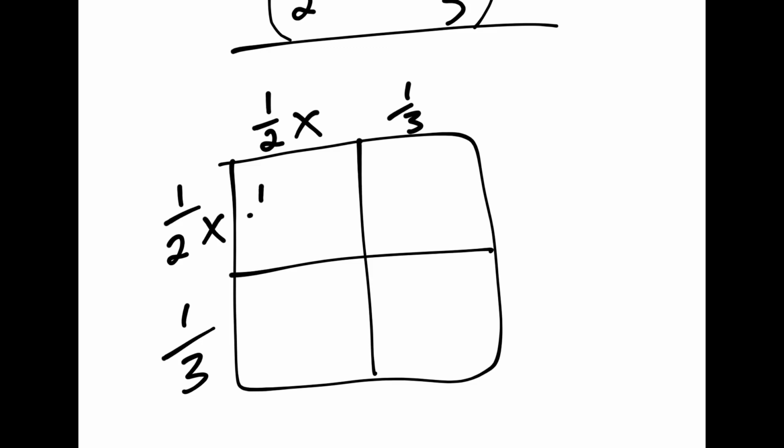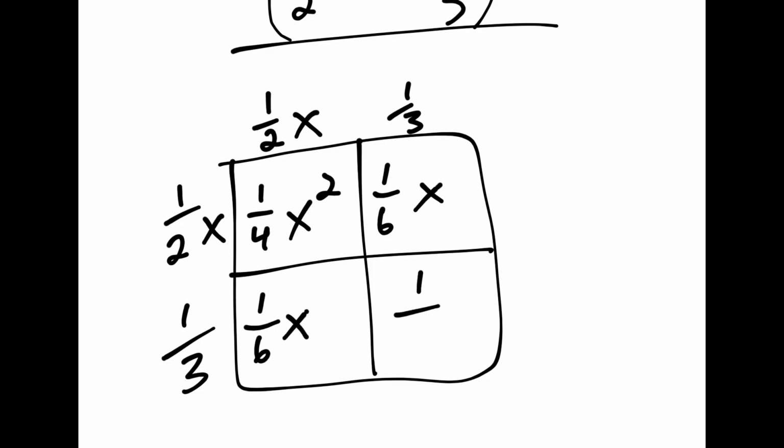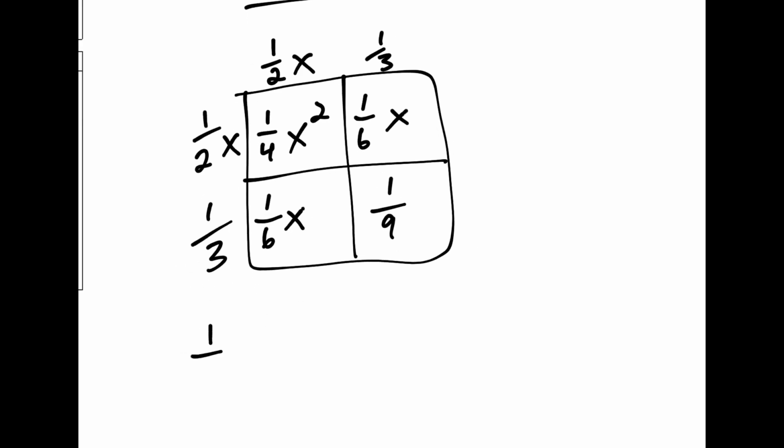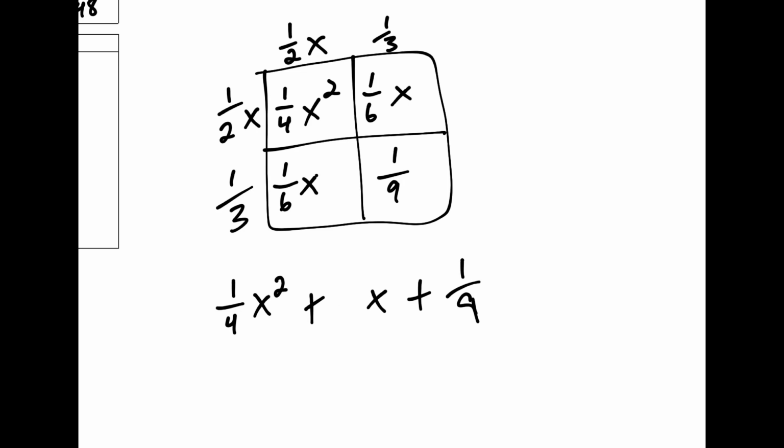So 1 times 1, 2 times 2, and then you keep the x's separate, x squared. 1 times 1 and 2 times 3, and you keep the x separate. 1 times 1 and 3 times 2, and for the last one, 1 times 1 and 3 times 3 for the bottom. So when we combine like terms, we have 1/4 x squared plus 2 over 6x plus 1 over 9. And it's possible that you could have simplified this 2 over 6 into a lower form of the fraction, 1/3.